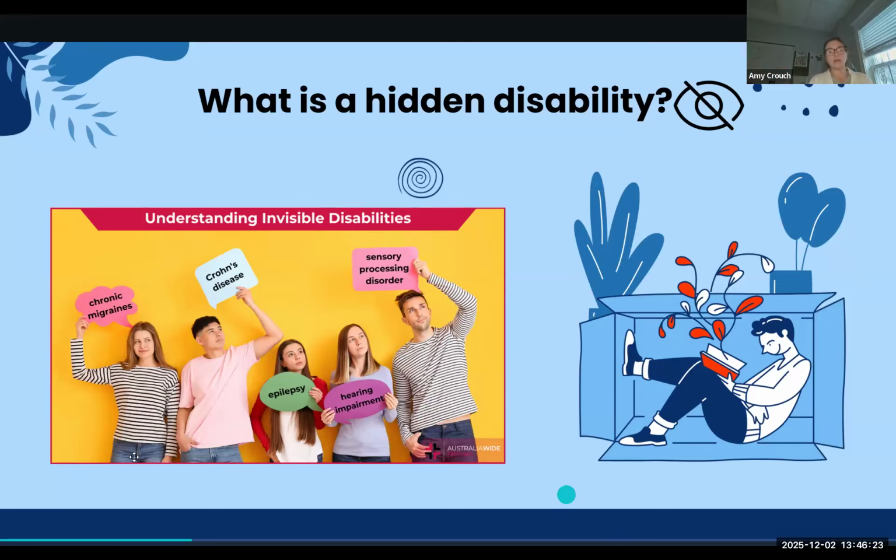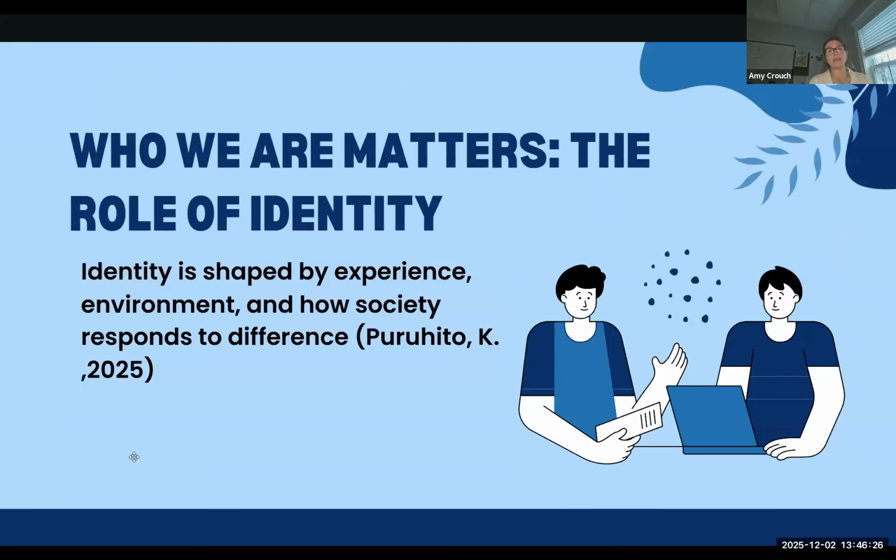One of the things we learned in our lecture is the role of identity and how it is shaped by experience, environment, and how society responds to difference. We learned that disability isn't just a biological thing. It's shaped socially. When others don't recognize or accommodate invisible needs, oftentimes the person feels shame. They may withdraw and mask their disabilities rather than having a sense of pride and a feeling of belonging.